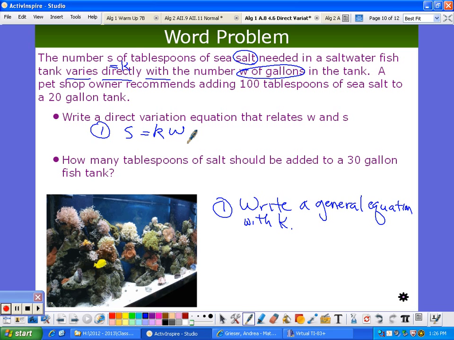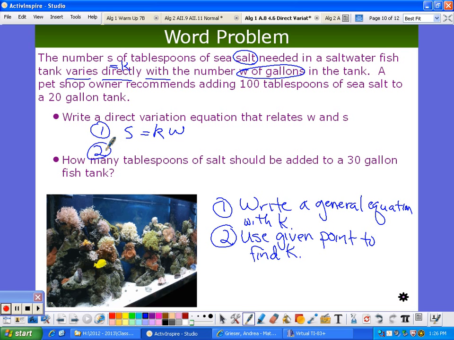Now step 2, I'm going to finish reading the question. A pet shop owner recommends adding 100 tablespoons of sea salt to a 20-gallon tank. And this is very typical. Step 2 is use that point they give you. So use the given point to find K. Again, I hope you're writing this down. If I'm writing it down, you want to be writing it down.